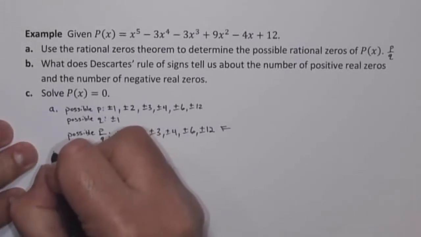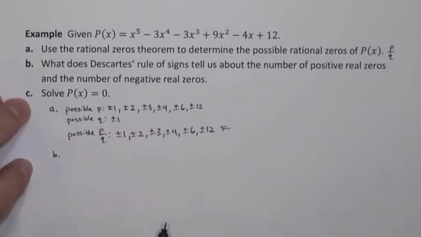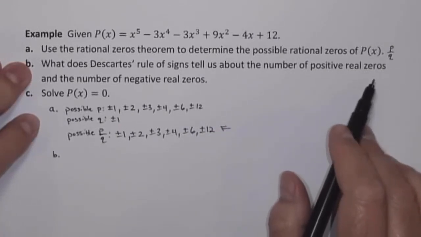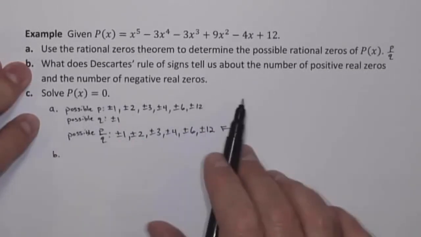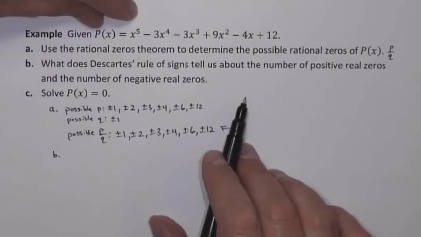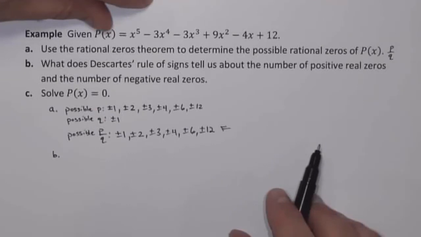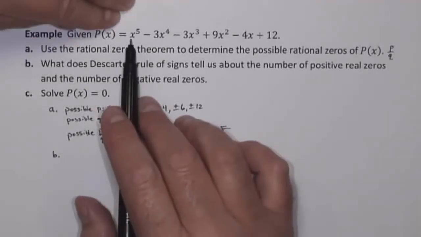Okay? Part B. What does Descartes' rule of signs tell us about the number of positive real zeros and the number of negative real zeros? So looking at our polynomial function, we want to see how many variations in signs there are.